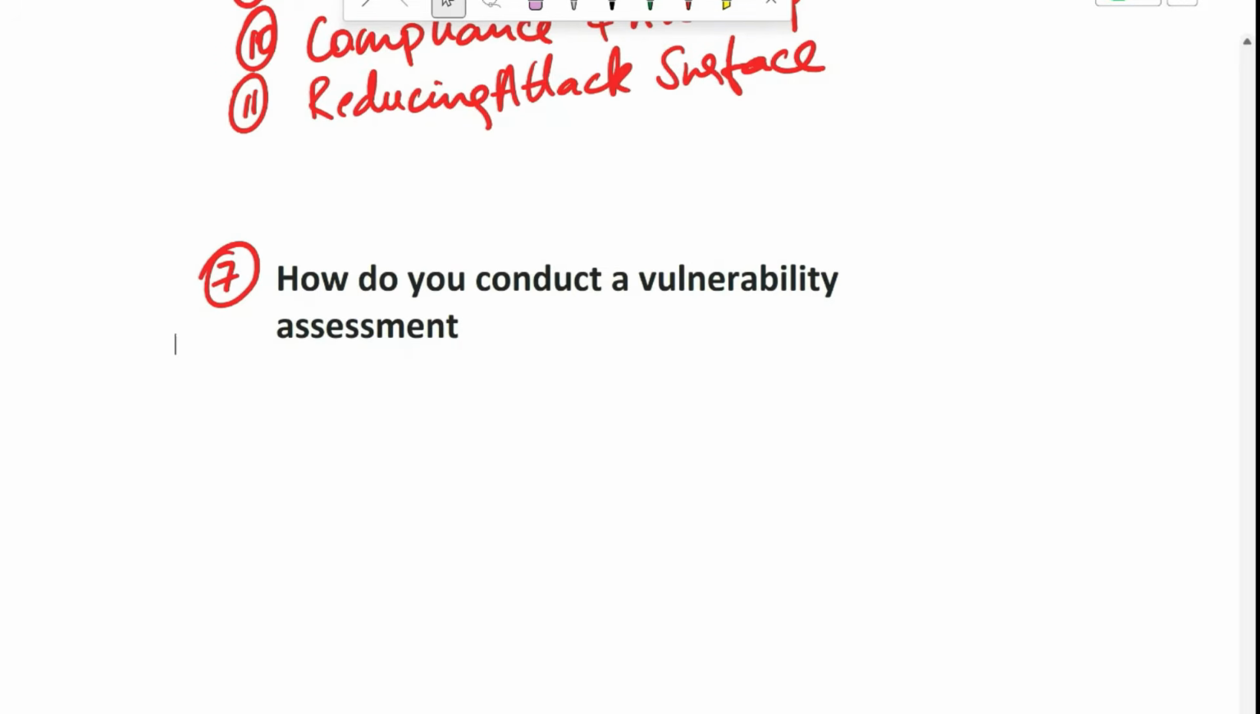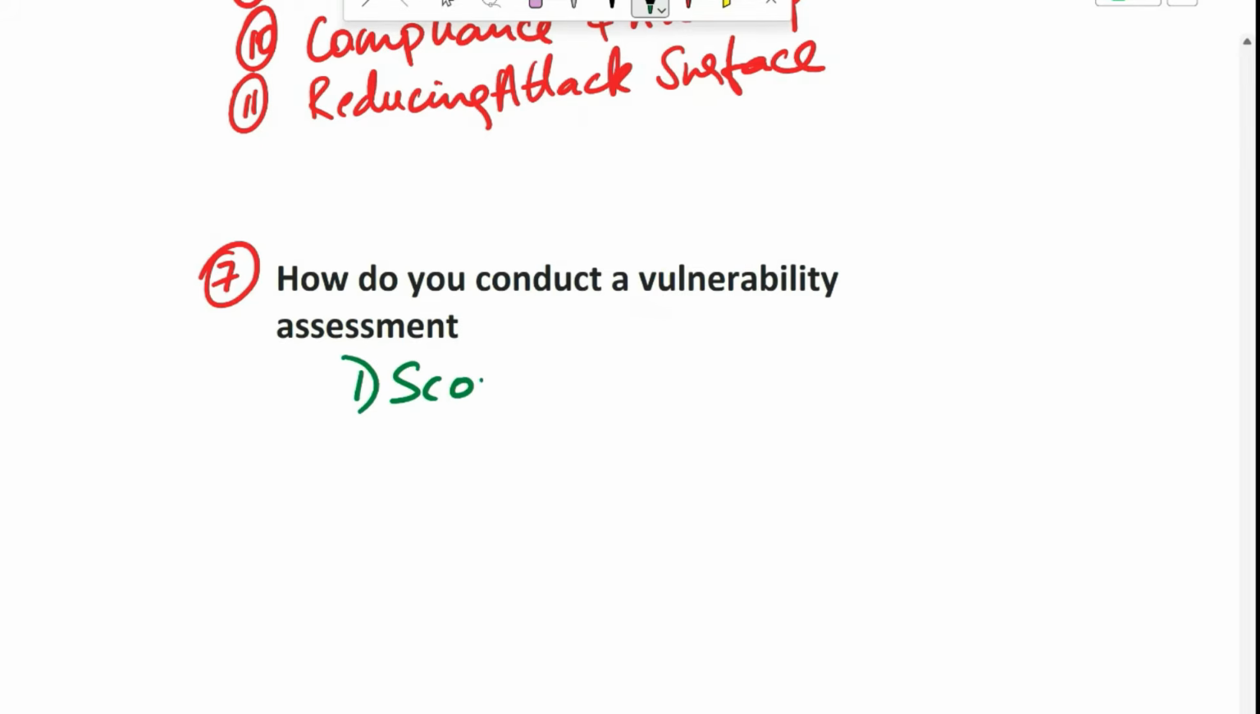Let's go to the next question. How do you conduct a vulnerability assessment? Conducting a vulnerability assessment involves a systematic process of identifying, evaluating, and prioritizing security vulnerabilities within an organization's systems, applications, and network infrastructure. Let's see how it can be done step by step.